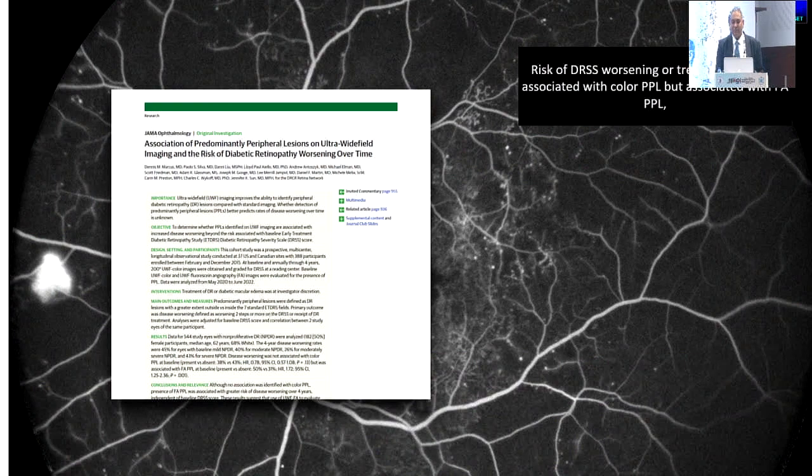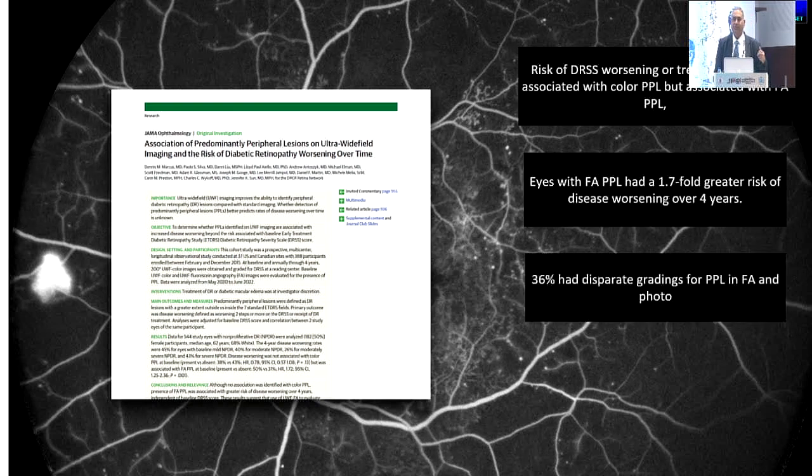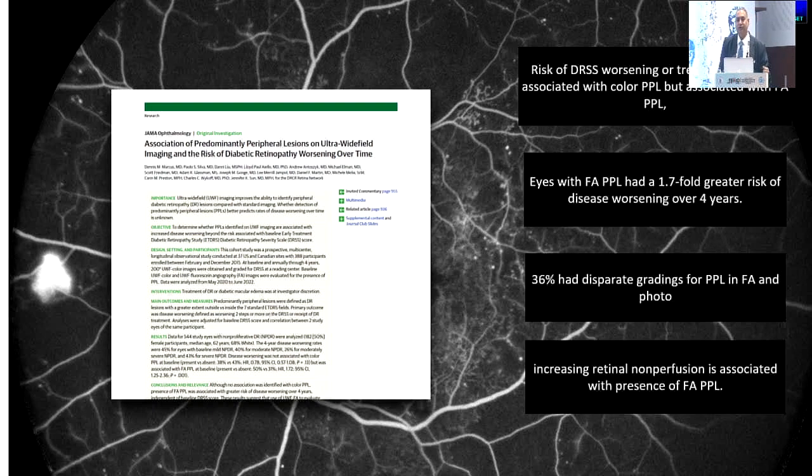And then this paper came up, the DRCR Network Protocol AA, where they found that the worsening was not related to the color fundus peripheral lesion, but to the fundus fluorescein angiogram PPL. They had 1.7-fold more risk of disease worsening in 4 years. And they said that fundus photography cannot be replaced because in 36% of cases there was a difference in grading between the fundus photo and the fluorescein angiogram, predominantly peripheral lesions, and non-perfusion areas were the important lesion as far as FA PPLs were concerned in diabetic retinopathy.